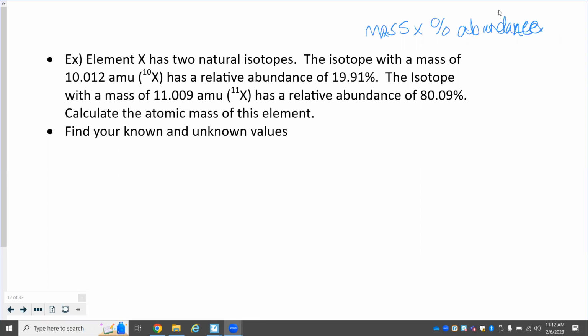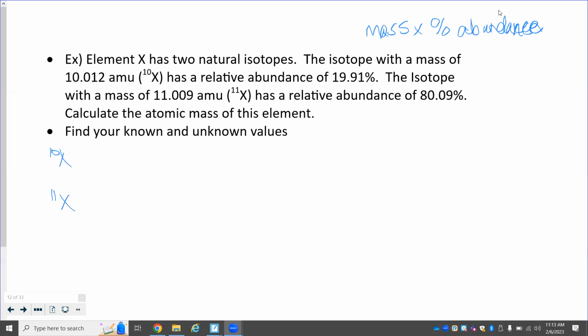So here it tells us element X has 2 natural isotopes. An isotope with a mass of 10.012 AMUs, which is the isotope X10, has a relative abundance of 19.91%. The isotope with a mass of 11.009 AMUs, or X11, has a relative abundance of 80.09%. Calculate the atomic mass of this element. So it tells us we have 2 isotopes. We have X10 and X11. So we're going to have to do the mass times percentage twice. We have to do it for each isotope.